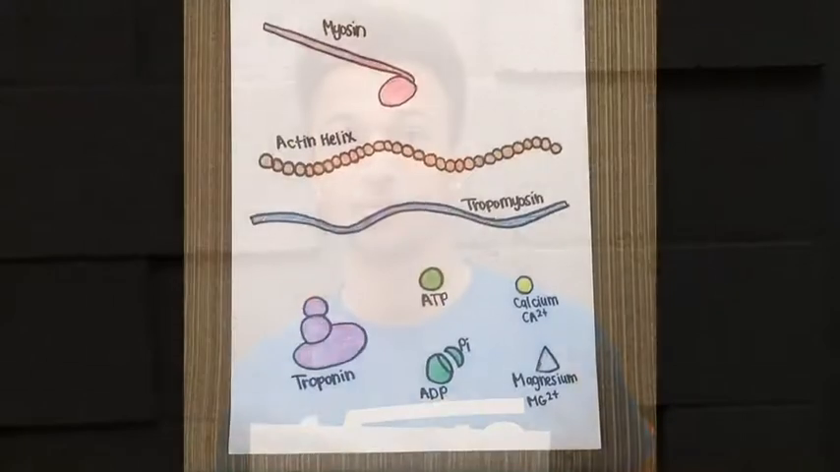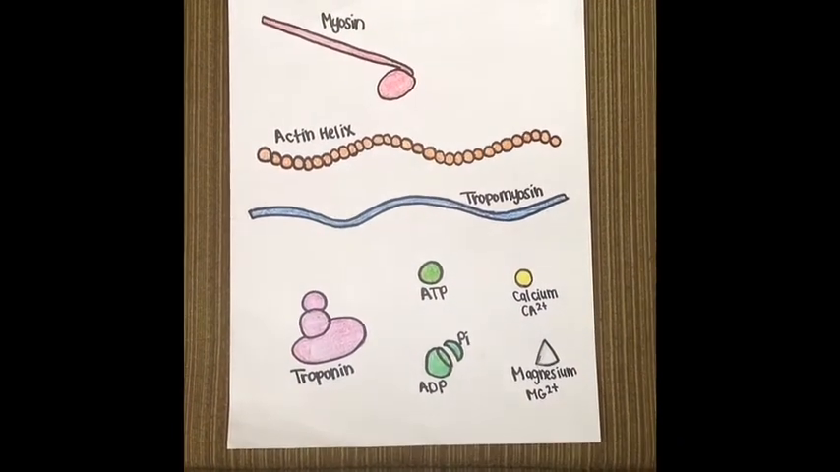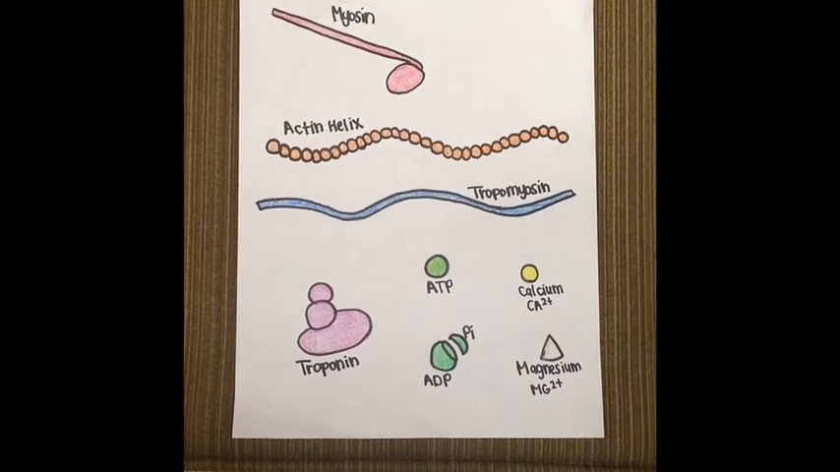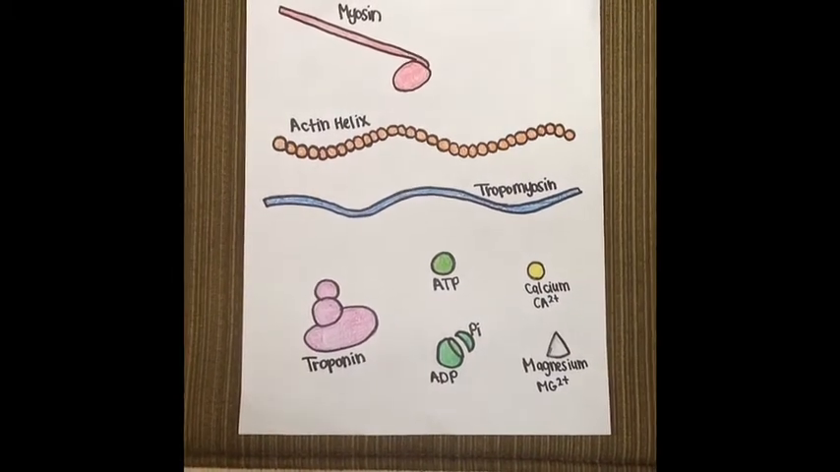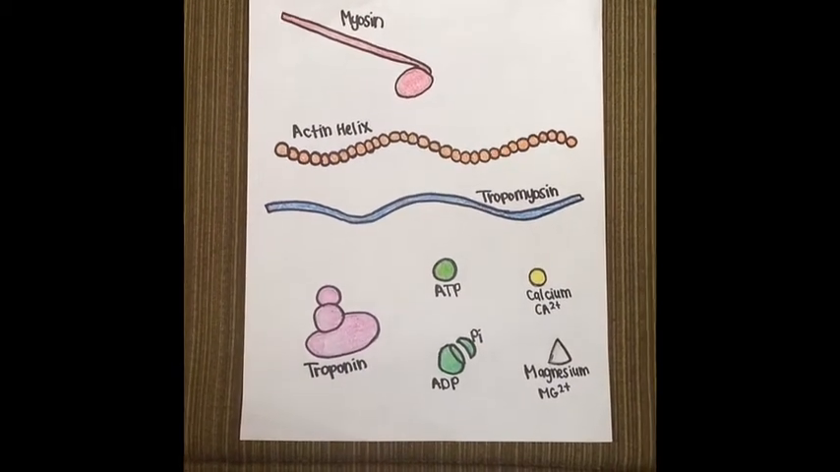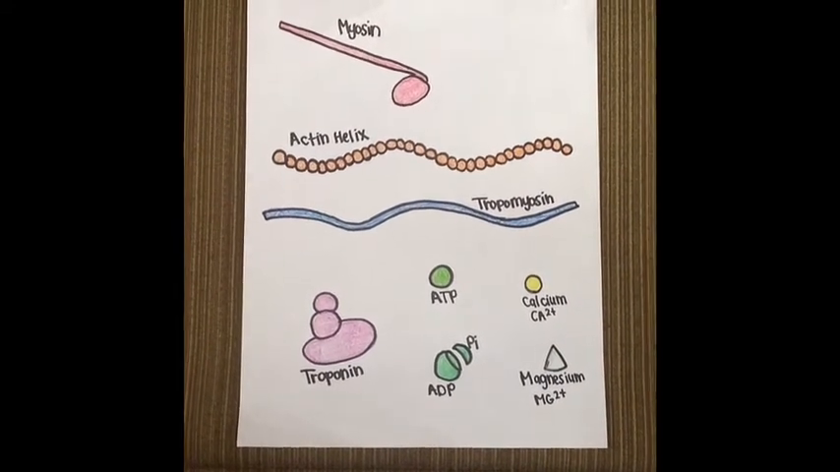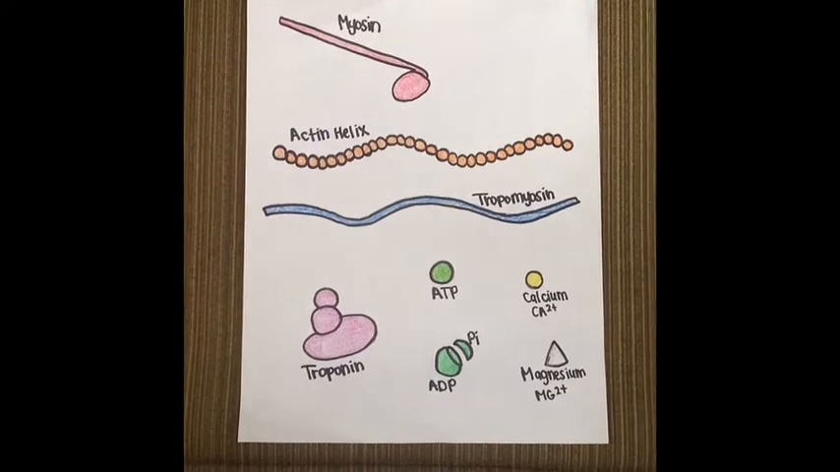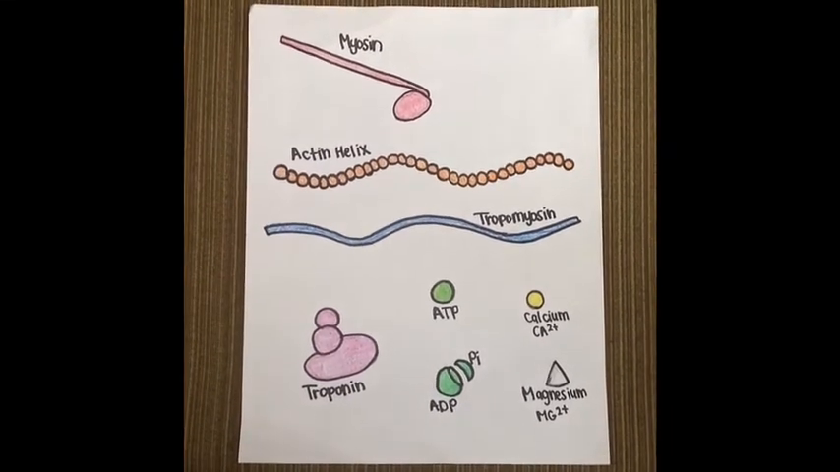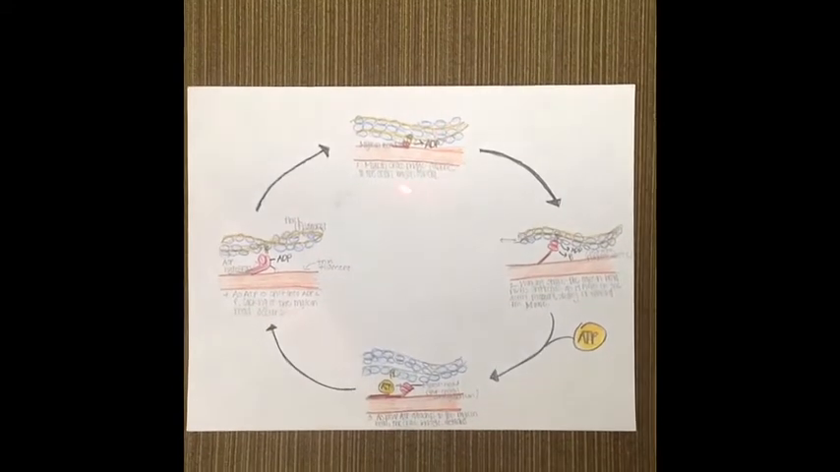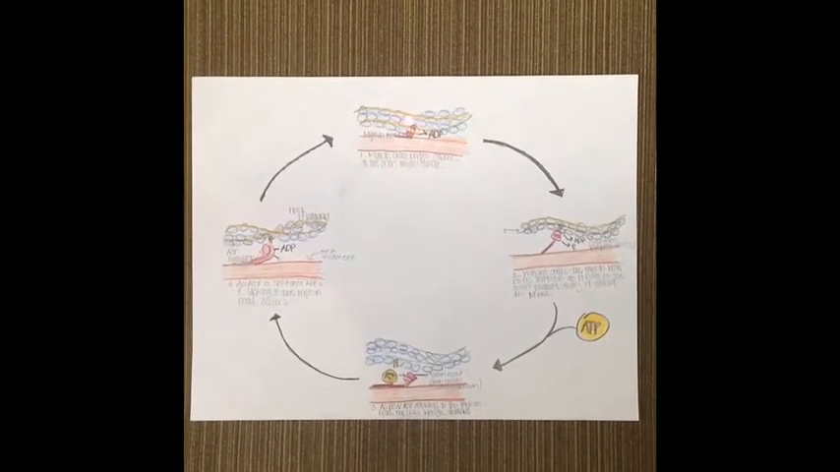Step 2. In the next step, we will be discussing myosin, actin, tropomyosin, troponin, adenosine triphosphate, also known as ATP, adenosine diphosphate, also known as ADP, phosphate, calcium, and magnesium. The myosin crossbridge attaches to the actin myofilament.